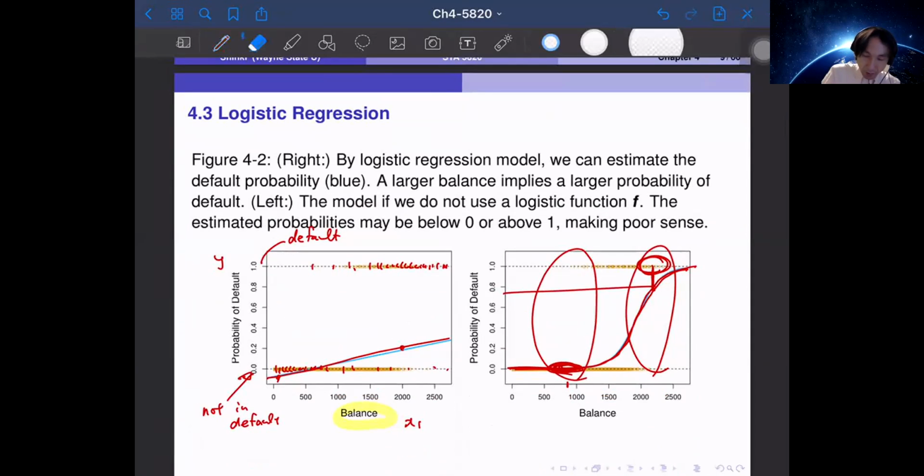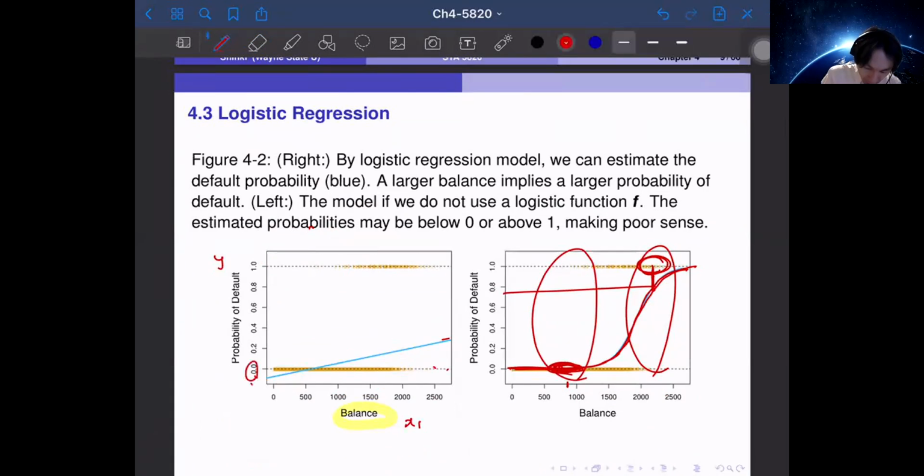If we think about the balance, we can see this data, so observations are concentrated at 0 or 1. So this is not in default. And this is default.